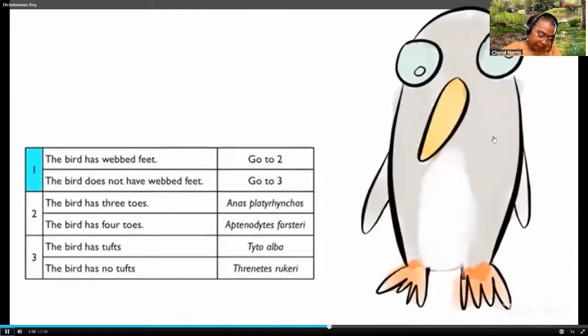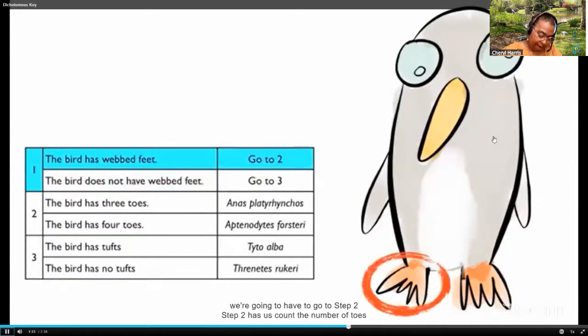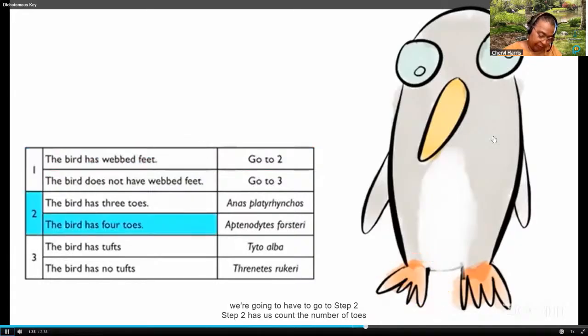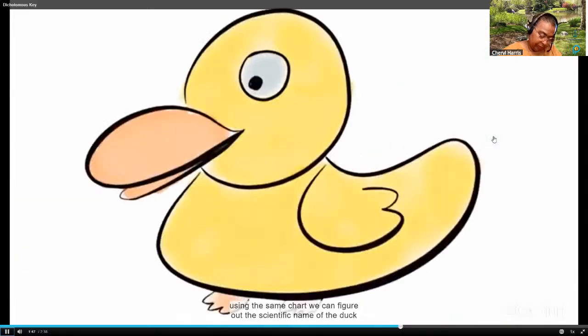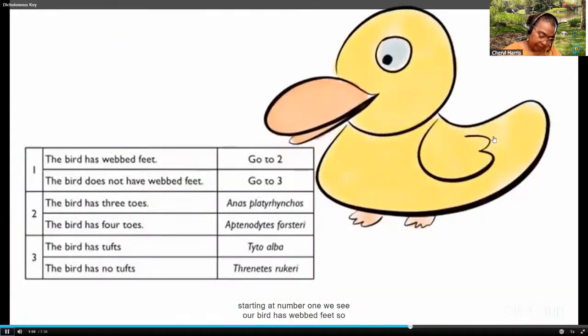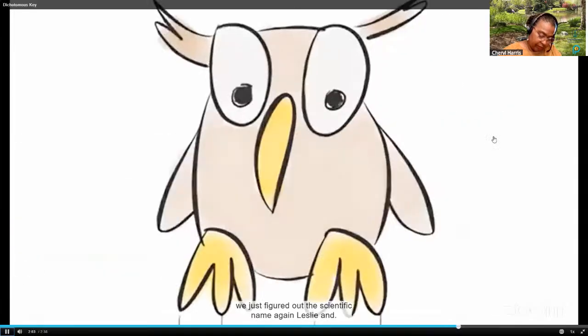Start at number 1. Our bird has webbed feet, so we're going to have to go to step 2. Step 2 has us count the number of toes. A penguin has 4 toes. We just figured out the scientific name of the penguin. Using the same chart, we can figure out the scientific name of the duck. Starting at number 1, we see our bird has webbed feet, so we'll go to step 2. We have to count the toes. A duck has 3. We just figured out the scientific name again. Lastly, an owl.